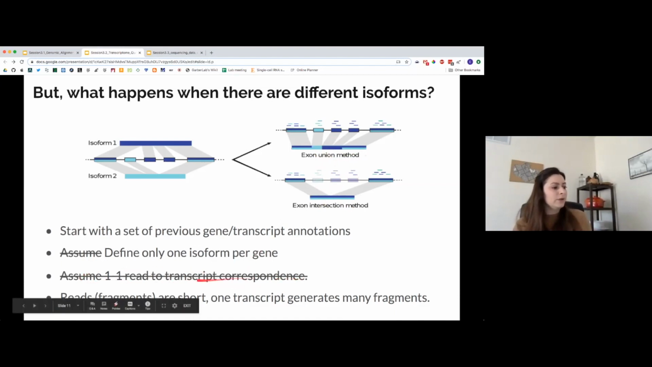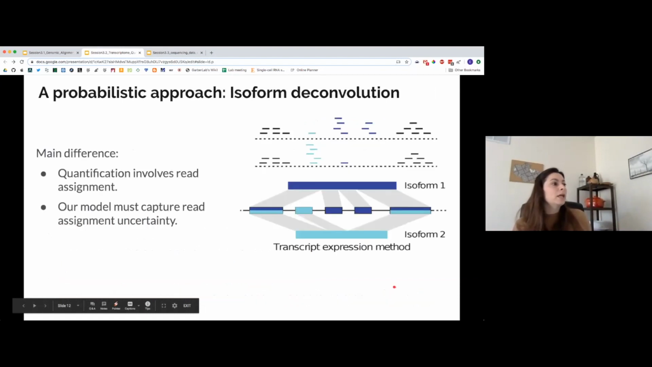And lastly, we're going to give up our assumption of one-to-one read to transcript correspondence. So now we actually know that different reads could have come from the same transcript molecule. We still rely on the fact that the read fragments are short, and we give up that assumption because one transcript will generate many fragments. All right, so the problem with these methods is clear. So how can we do a better approach?